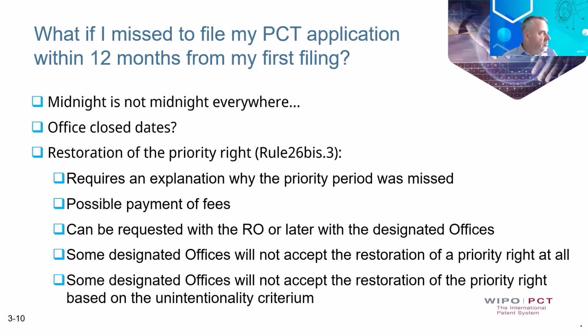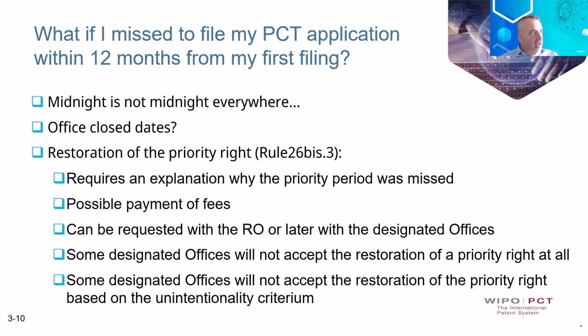By the way, you can request restoration either with the receiving office or with the designated office. So you can also wait until you enter the national phase to ask for your priority right to be restored. This requires, of course, that the office that you're looking at accepts the restoration of the priority right, and not all designated offices currently accept restoration of the priority right. So you have to be a little bit careful with that.